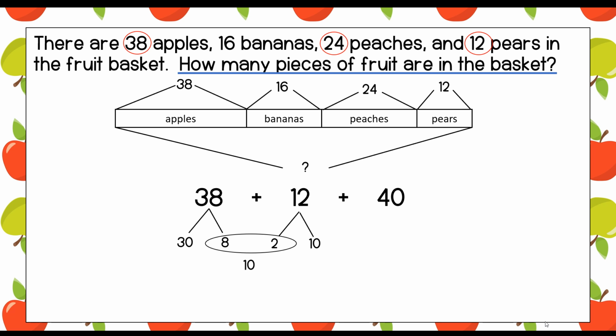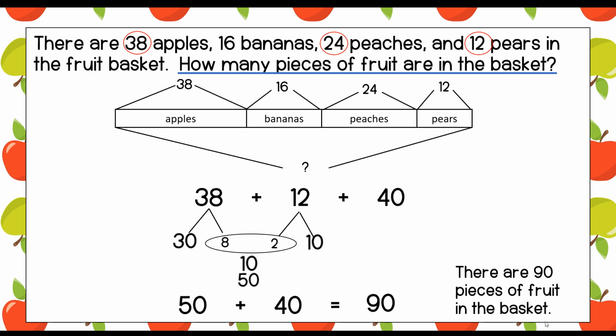Now I have 30, 10, and 10. 30 plus 10 is 40, plus another 10 is 50. I'm going to take the 50 and add it to the 40. That's easier to do. 50 plus 40. That's 5 tens plus 4 tens, which is 9 tens. And 9 tens equals 90. There are 90 pieces of fruit in the basket.